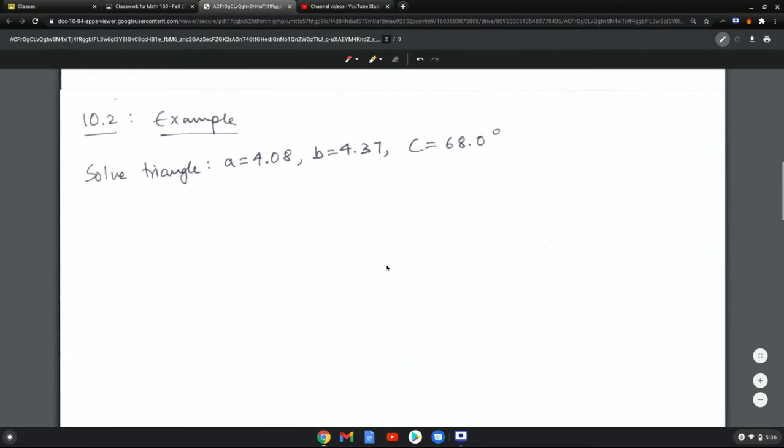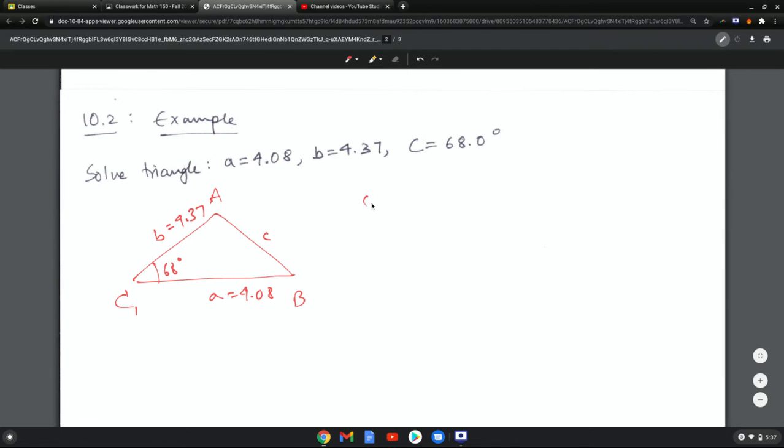Example, let's say you're given this triangle. First, let's draw the triangle ABC, and I label the sides accordingly. And given that this is 4.08, 4.37, and this is 68 degrees. So I'm trying to find all the other things. So let's start by trying to find the side of the triangle, c.